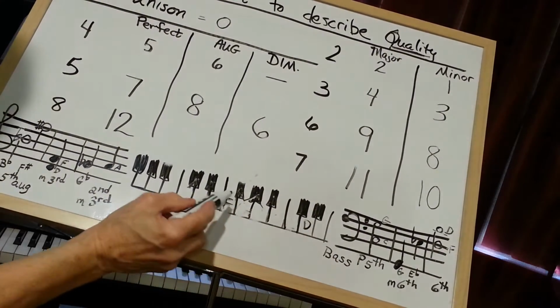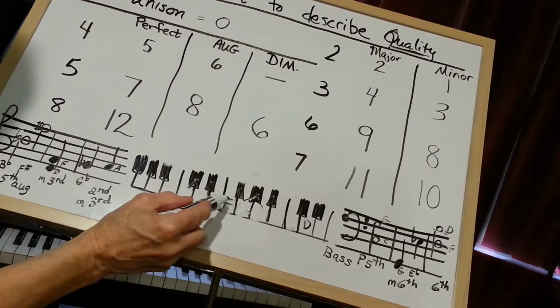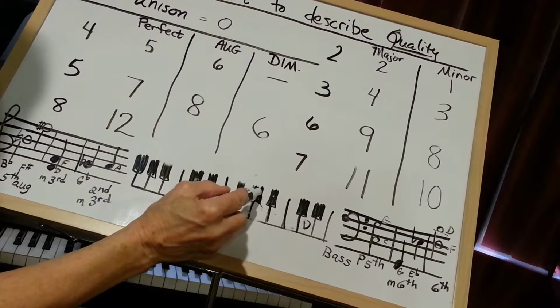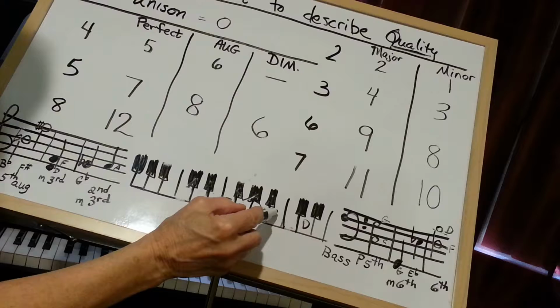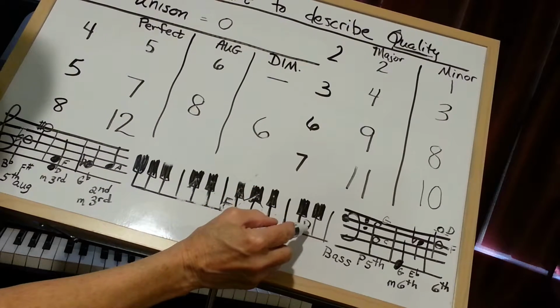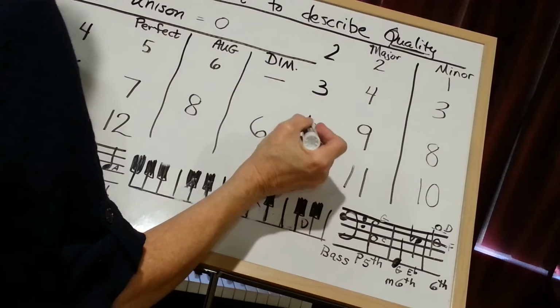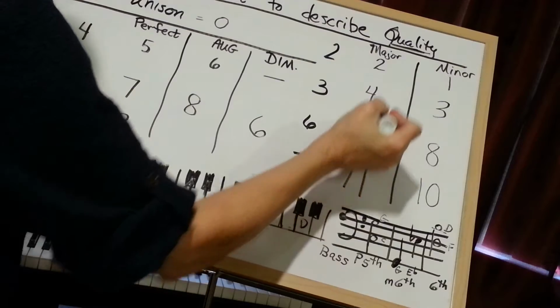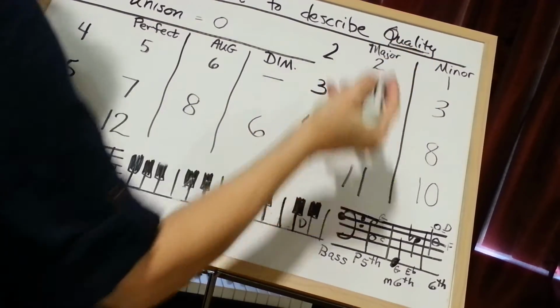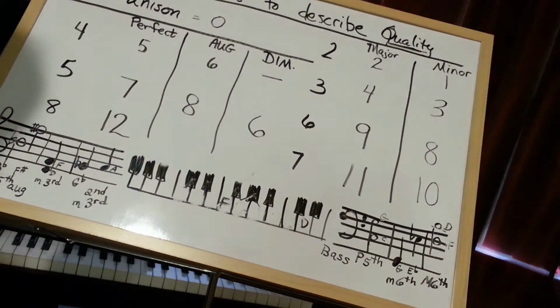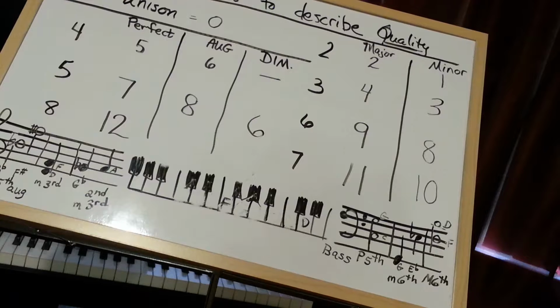Now, we count semitones. Again, we're zigzagging to catch all the white and black keys. 1, 2, 3, 4, 5, 6, 7, 8, 9. I'm on a sixth. It has 9 semitones, so it is called major sixth. So I'm going to use a capital M to distinguish it from the minor.